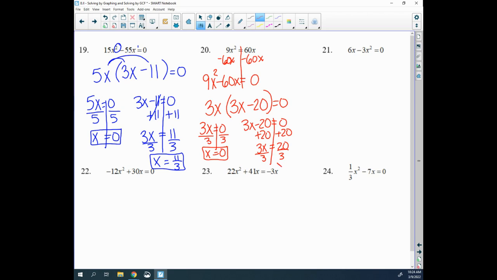Now, I'm going quickly because you should have tried this problem on your own, but if you missed it and need to make corrections, go ahead and press pause and make any corrections you need to with that problem before moving on to 21.